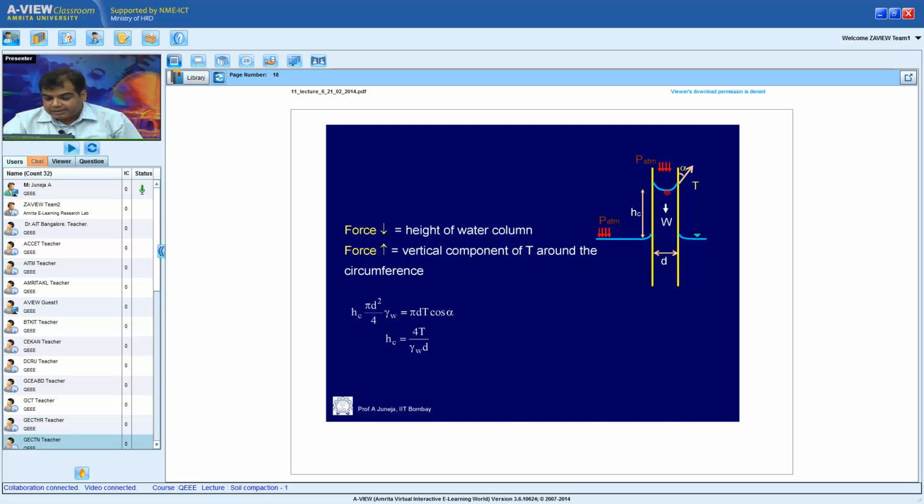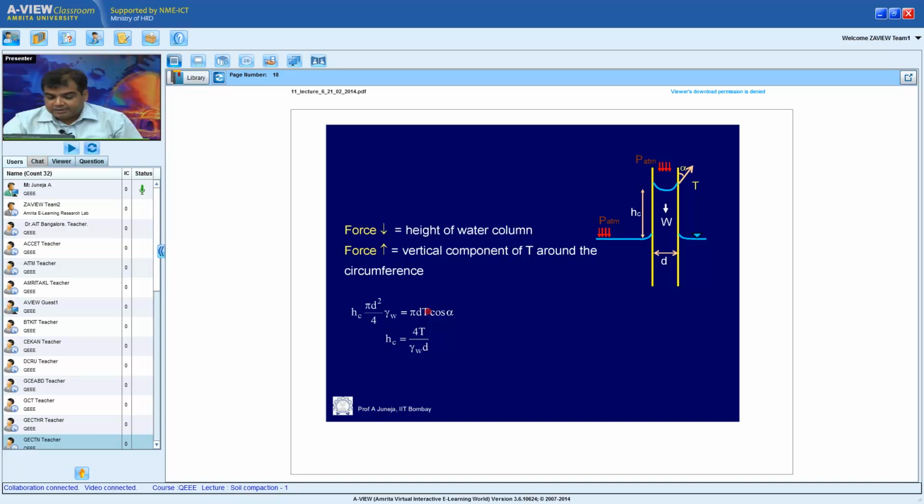hc is the height of this column. It's usually measured from the bottom. The small change in height because of the weight of the water in the small height is ignored. So hc times pi d square by 4 is the volume of water in this column, times the unit weight of water. That's the force which acts downward, and it equals the upward force.